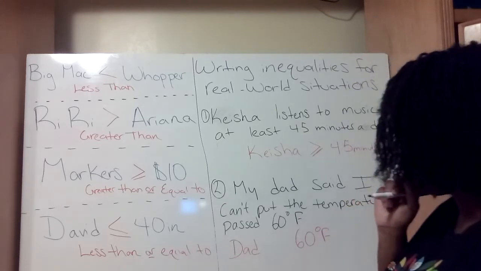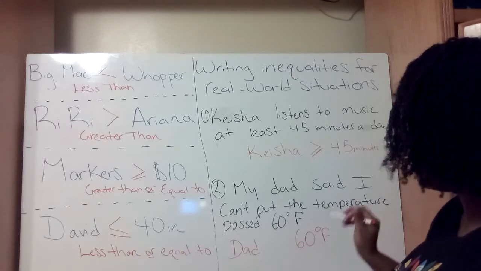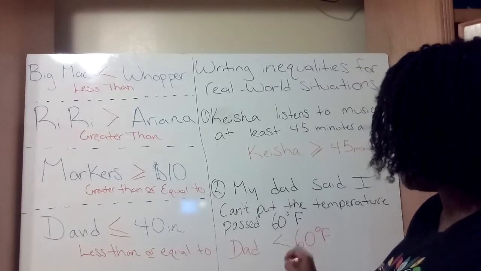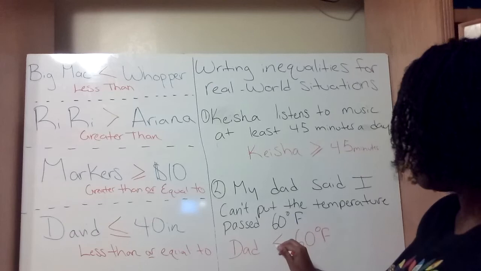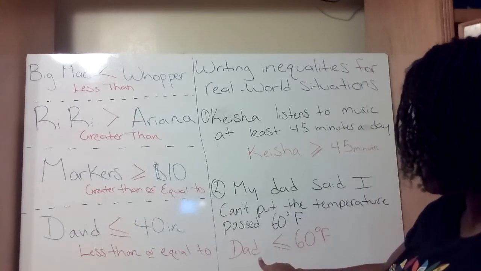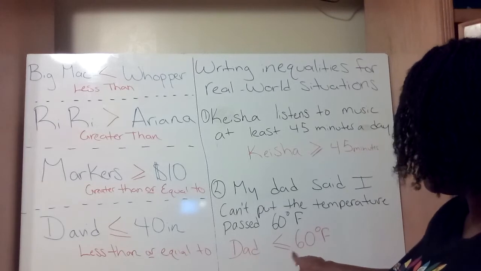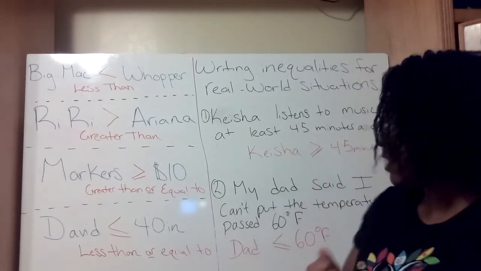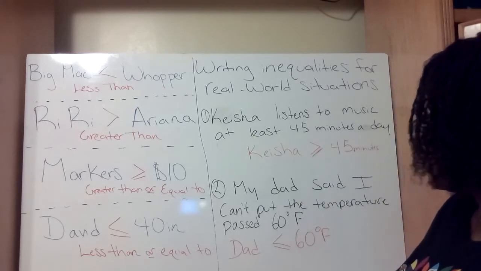So my dad said I can't put the temperature past 60 degrees. So 60 degrees is going to be the greatest that it can go. So I'm going to put the greater side pointed towards that. And there's the temperature on this side. So Dad said it's got to be less than or equal to 60 degrees. All right? That works there. That fits the limits that we were given.